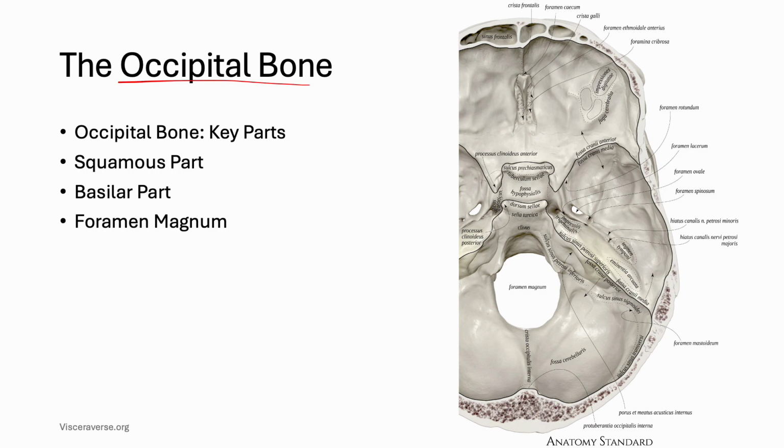As we discussed in the previous video, we have important key structures that we want to be able to recognize. The first one is the squamous part, and it's this posterior part of the occipital bone. And then we have the bulky basilar part right here. And then lastly, one of the most important parts in the occipital bone is the foramen magnum.